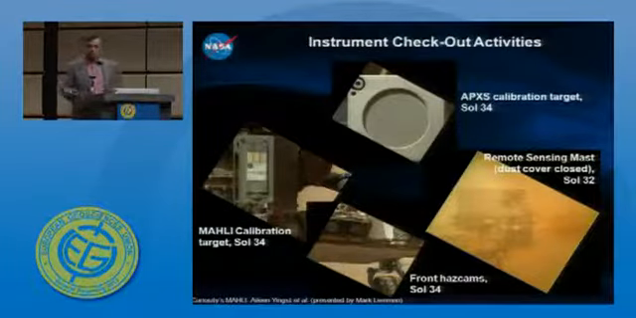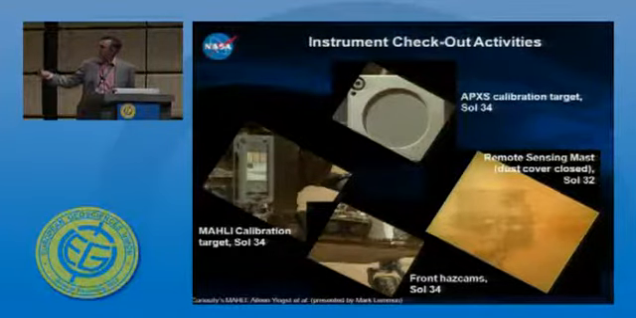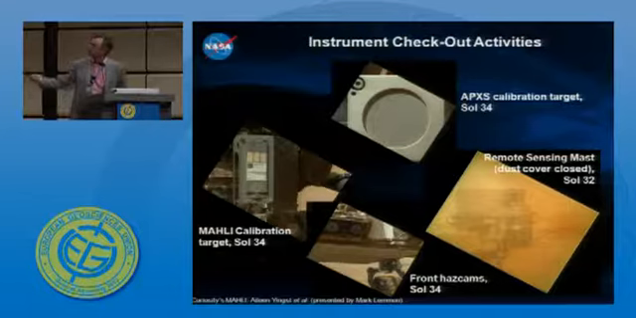So the checkout activities include things like, here is an image of the remote sensing mast instruments, the mast cams there, the googly eyes, the ChemCam, and the navigation cameras. That's with the dust cover closed. This is the quality of image that we would be stuck with if we could not open the cover.